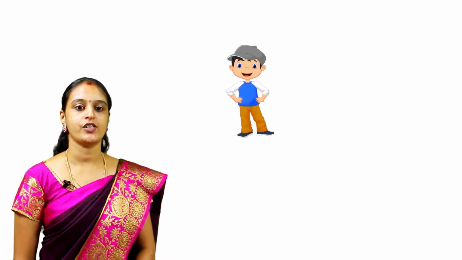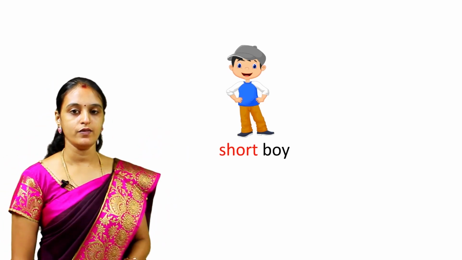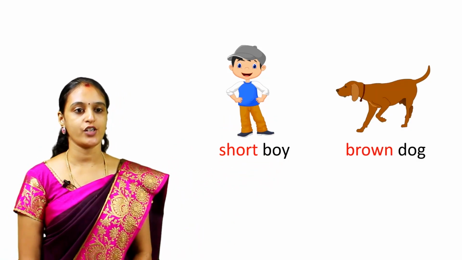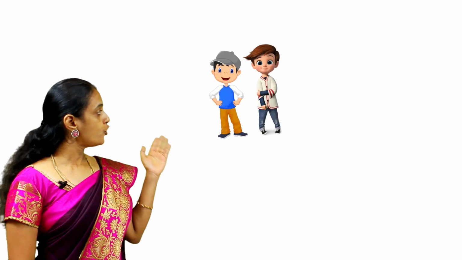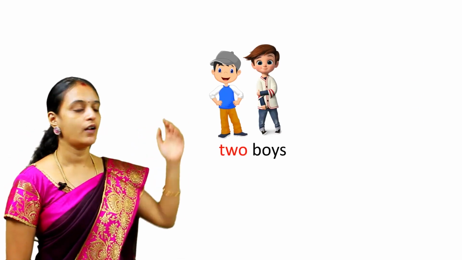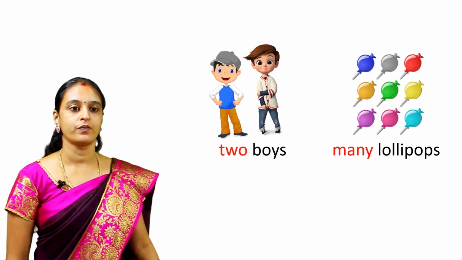Let us see some more examples with the help of a picture. See the picture and identify the adjective. Short boy. Here, short is the adjective. Brown dog. Here, brown is the adjective. Two boys. Here, two is the adjective. Many lollipops. Here, many is the adjective.